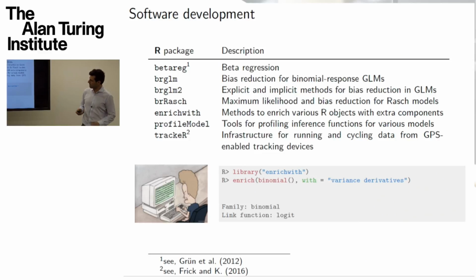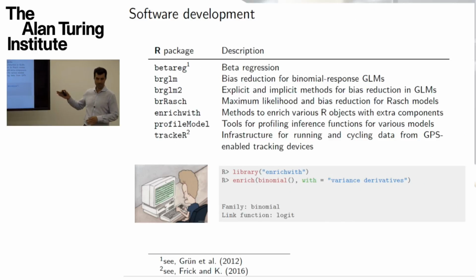So I use these values in my research, and I try to spend some time developing software on all the methods I develop. So there are some model-specific and penalized likelihood-specific software packages here, like brglm, betareg, brs. Then there are some data-analytic software specific to certain application areas, like Tracker, which has to do with running and cycling data from GPS-enabled devices.